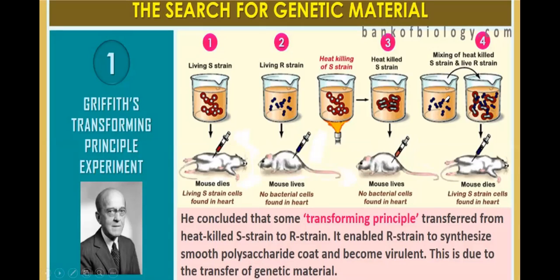So that which is transformed here, it converted the R strain into what? Which was earlier non-virulent, it became what? Virulent. This is due to the transfer of genetic material.